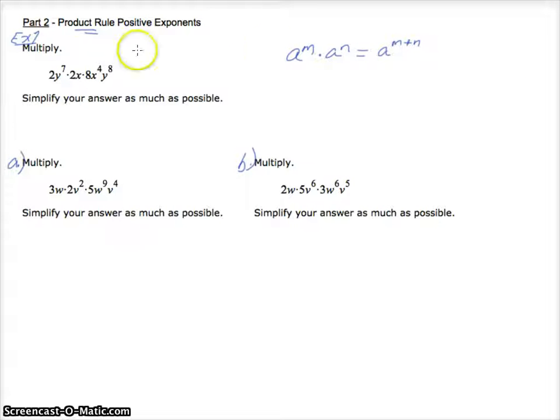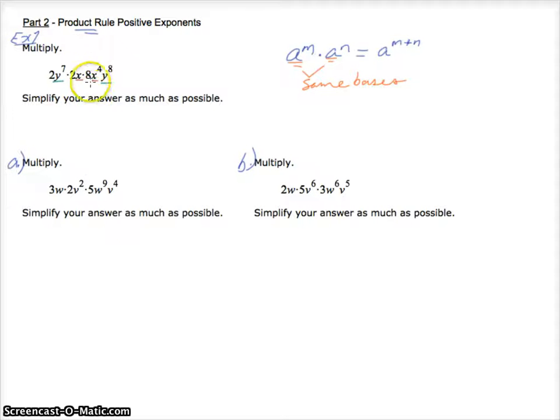So in example 1, it says multiply 2y to the 7th times 8x to the 4th y to the 8th. Now when we do this, we have to make sure that our bases are the same. Same bases is important. So first we need to go through and identify variables that are the same base. So the y to the 7th and the y to the 8th are the same, and the x and the x to the 4th are the same.